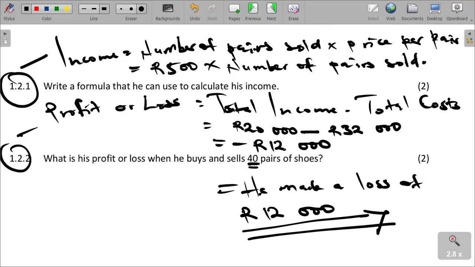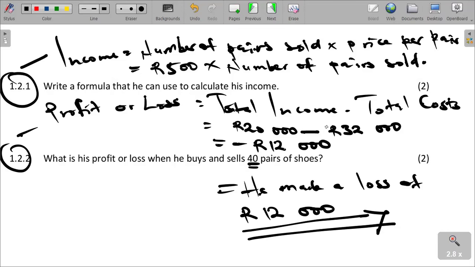In any case, whenever you see that income is less than cost, it already tells you that a loss is going to be made. For us to make a profit, it should always be a bigger number subtracting a smaller number, meaning income must always be greater than expenses for us to make a profit.